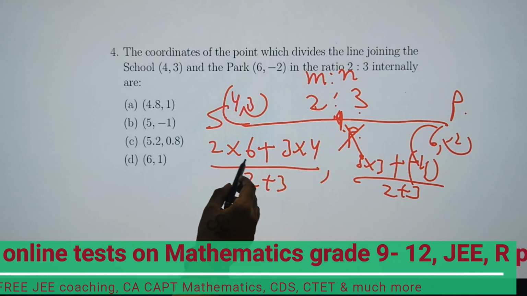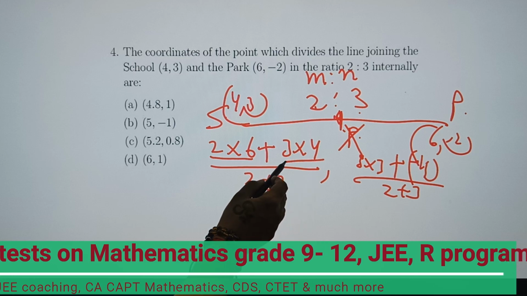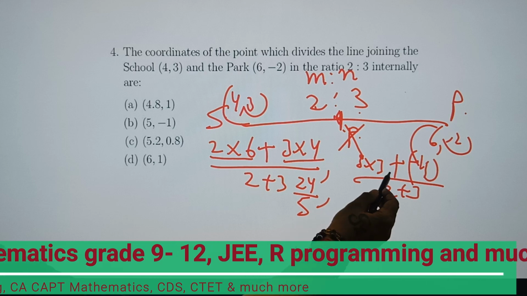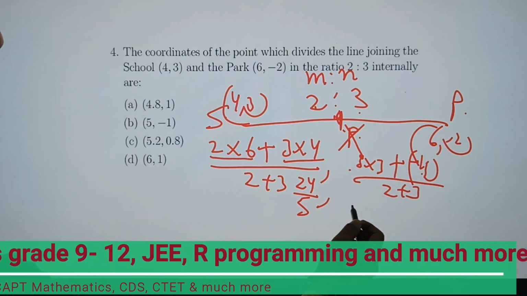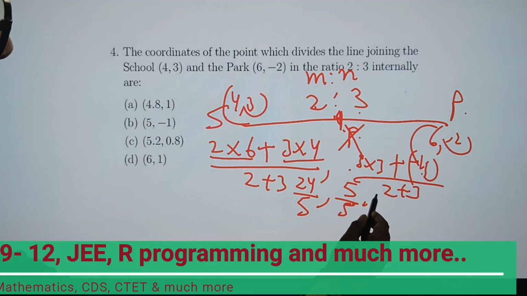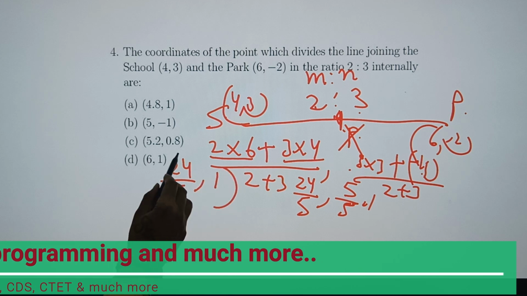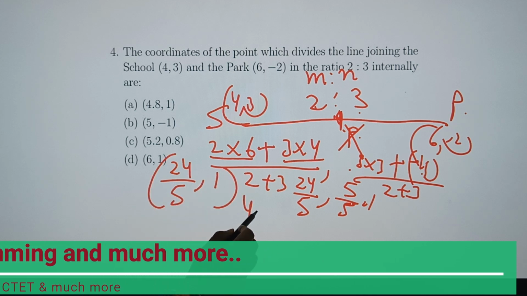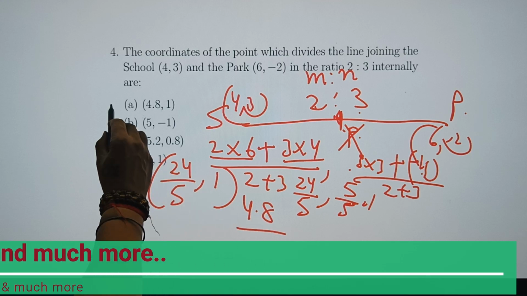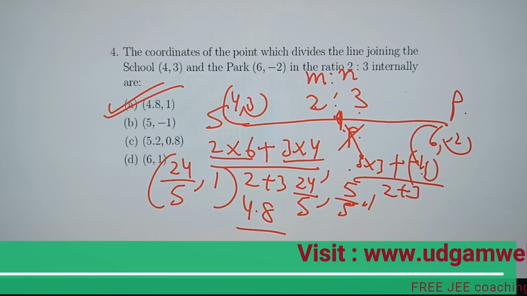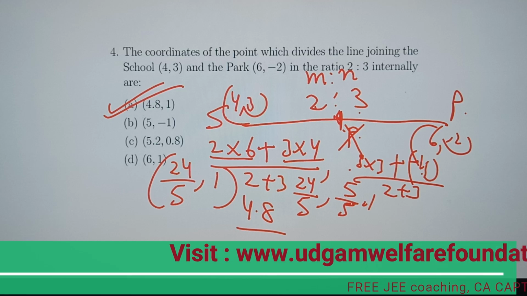So coordinates of x are 6 twos are 12, 4 threes are 12, again 12 plus 12 is 24 upon 5, this one, and this is 3 nines are 9 minus 4 is 5 upon 5, which is 1. So 24 upon 5 comma 1. So this is basically 5 fours are 20 and 4, that is 4.8. So 4.8 and 1 is the correct answer, which is option number A. So I hope the concept is clear. This concept is related to a point which divides a line in the ratio m:n. So let's move towards question number 5.